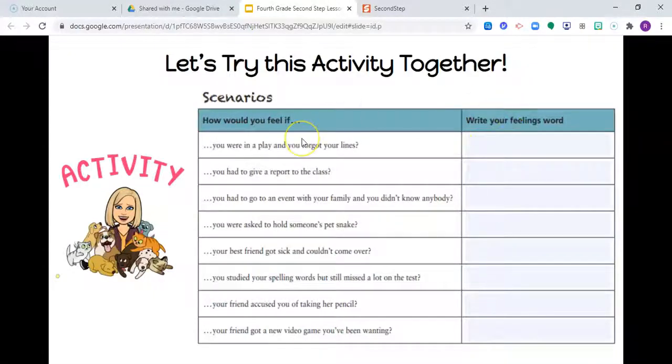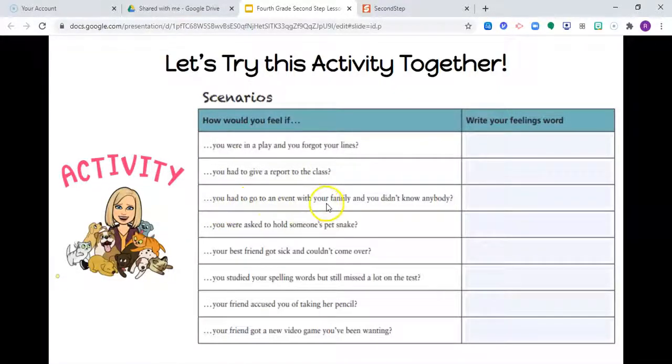So this is another activity you can do together. If you were in a play and you forgot your lines, so maybe you were acting something out, how would you feel if you were acting and you forgot your lines? How do you feel when you had to give a report in class? So maybe you're giving a presentation. How does that make you feel to stand in front of the class?